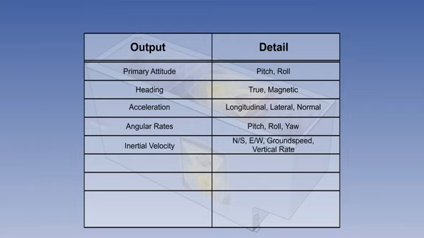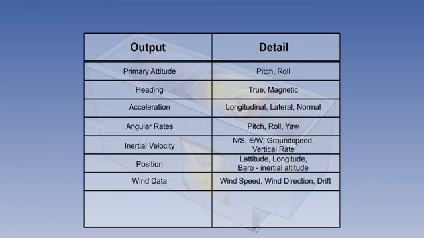And it gives inertial velocities north-south, east-west and ground speed, as the INS did. However, it also gives baroinertial vertical rate. The IRS gives latitude and longitude position information, as the INS did. But it also gives a baroinertial altitude. It gives wind speed, wind direction and drift, as the INS did.